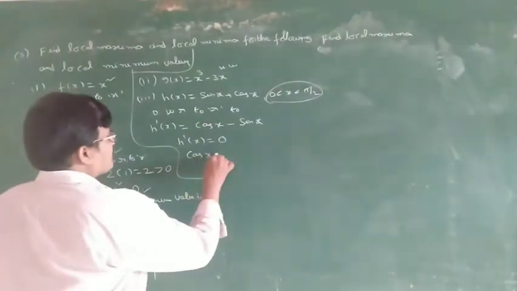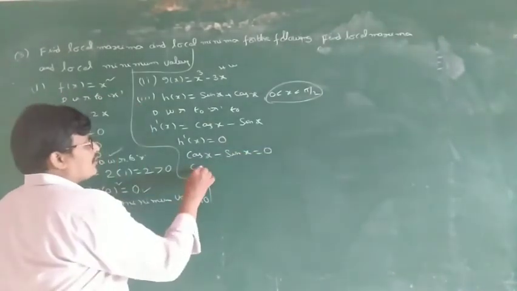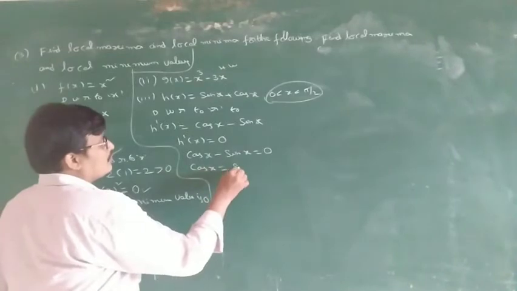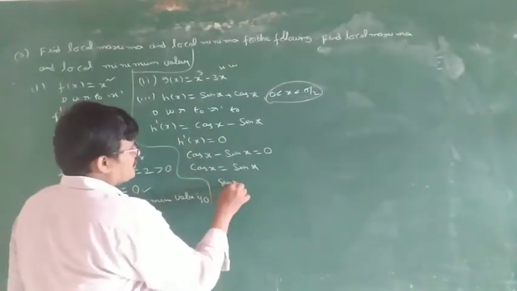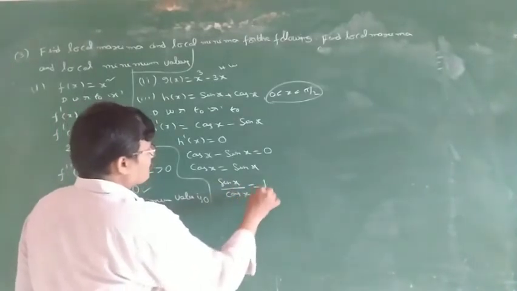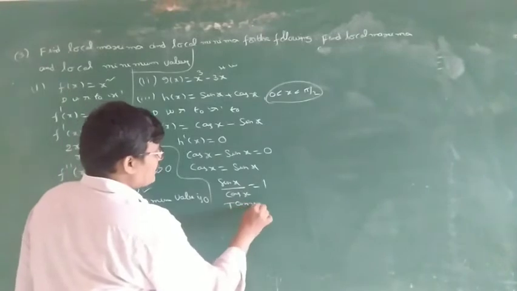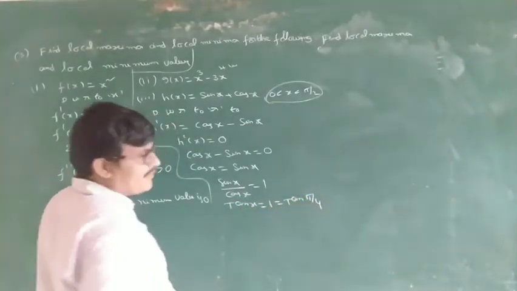So cos x minus sin x is equal to 0. So cos x is equal to sin x. So sin x by cos x is equal to 1. Tan x is equal to 1, when x is 45 degrees.